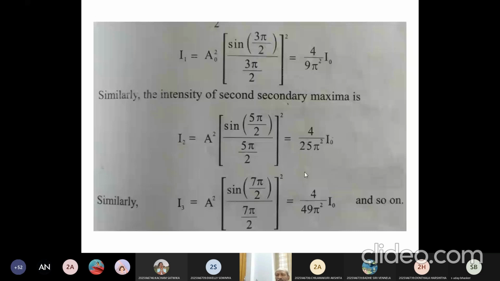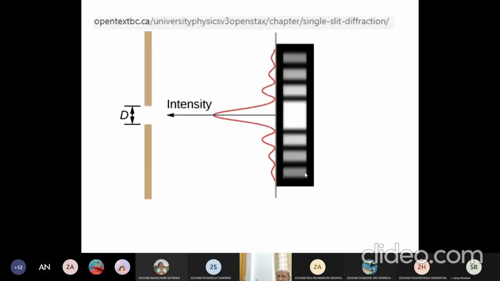Now this is the intensity distribution. D is the slit width. I've been using small d. I have taken this figure from this particular site. In this site he is using capital D, but in my expressions and in my derivation I've been using small d. And this is the intensity distribution.